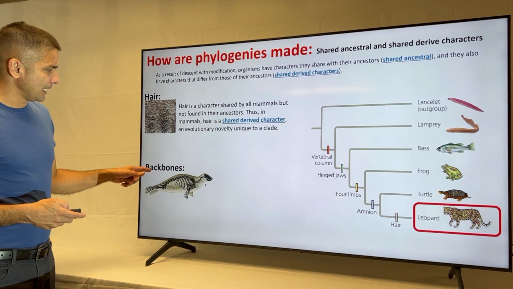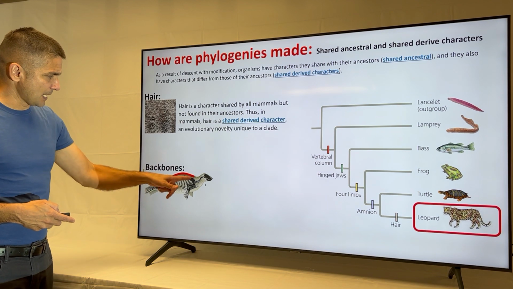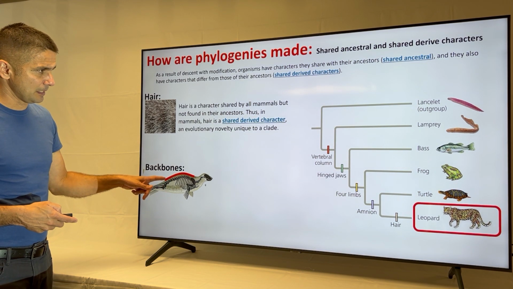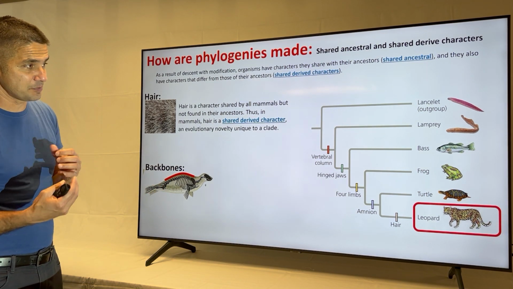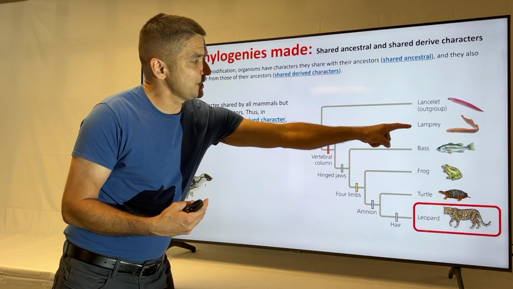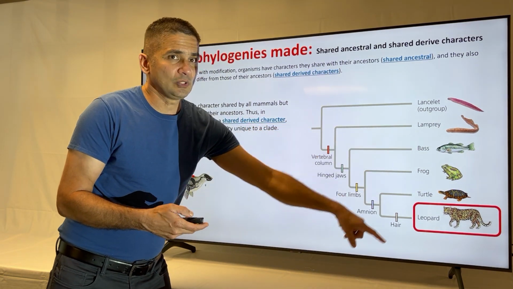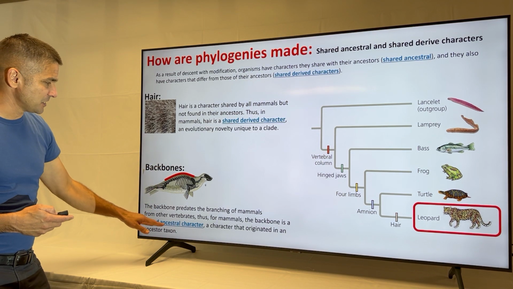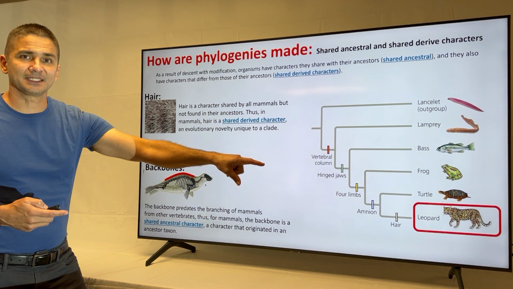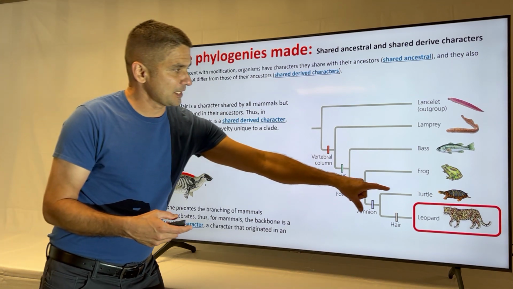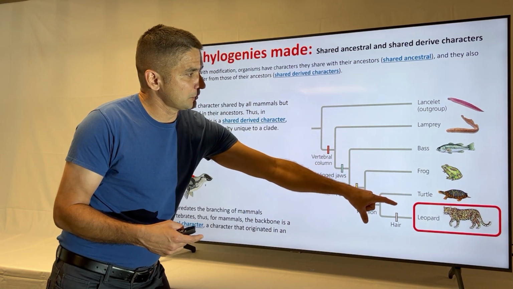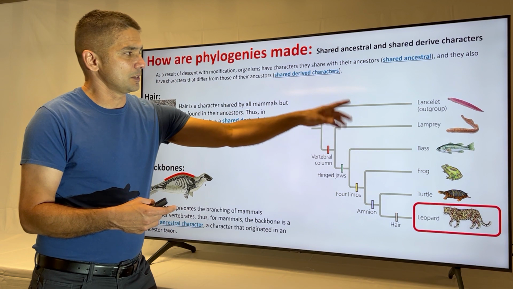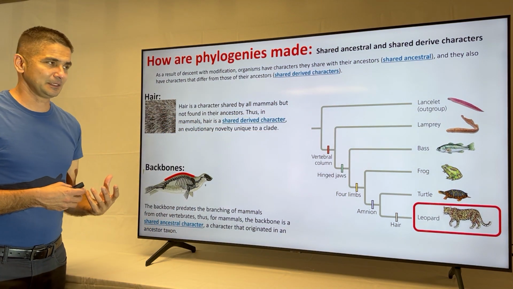Let's look at another character, which is the backbone, which I highlight here for this species. When you look at the backbone, that's an attribute that is found in many other species in common with the mammals. So in this case, the backbone is an ancestral characteristic of leopards, right? Because again, it's ancestral in the sense that the backbone is also shared by many other species on the phylogeny of vertebrates.